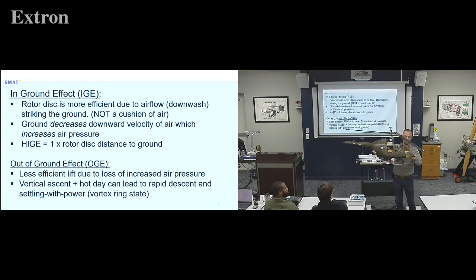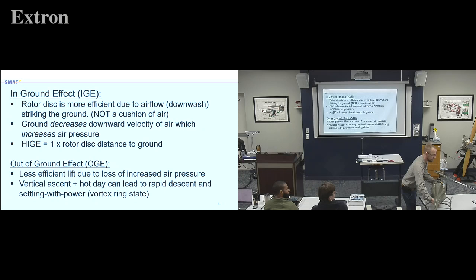So what's the potential hazard? Oh no, we're going to start recirculating because we're trying to hover, okay? Trying to hover.